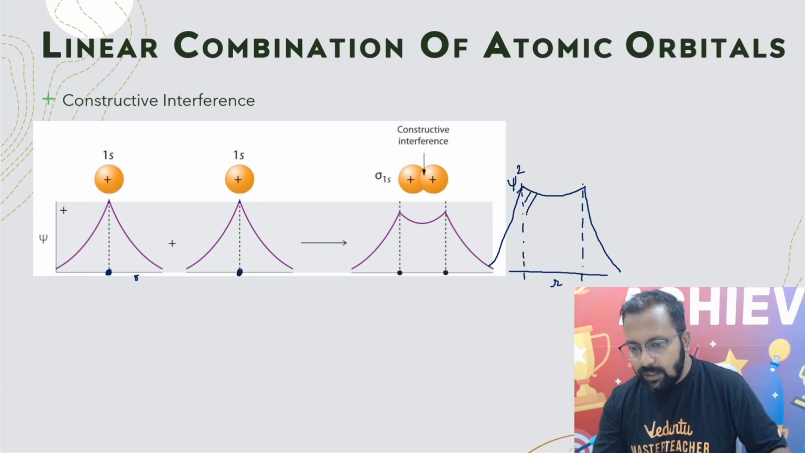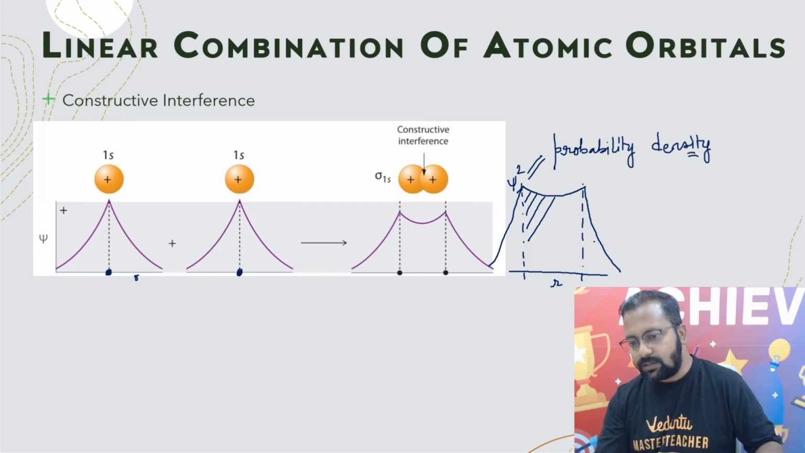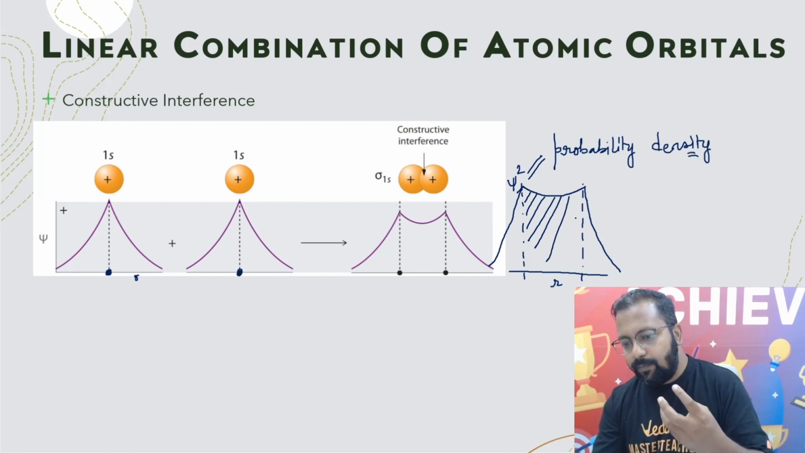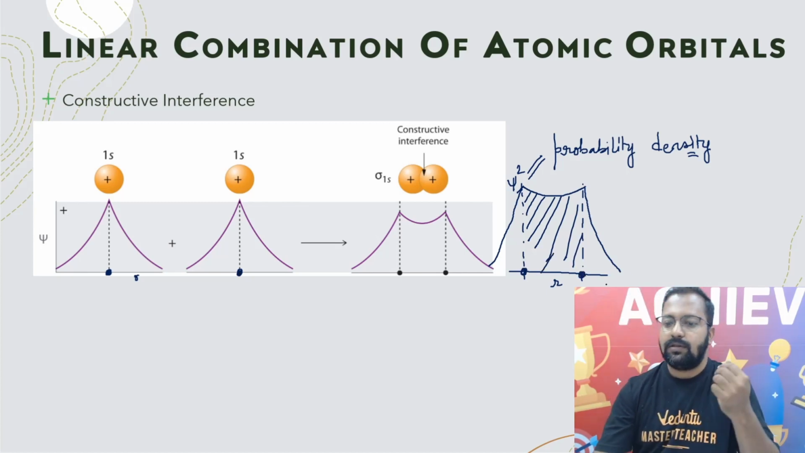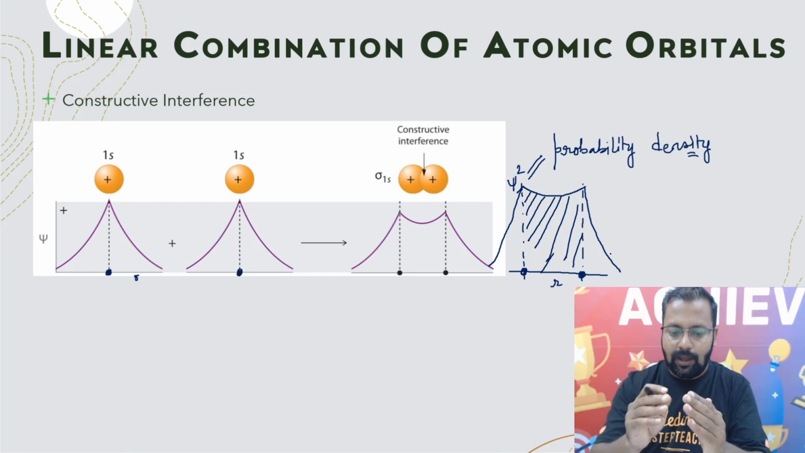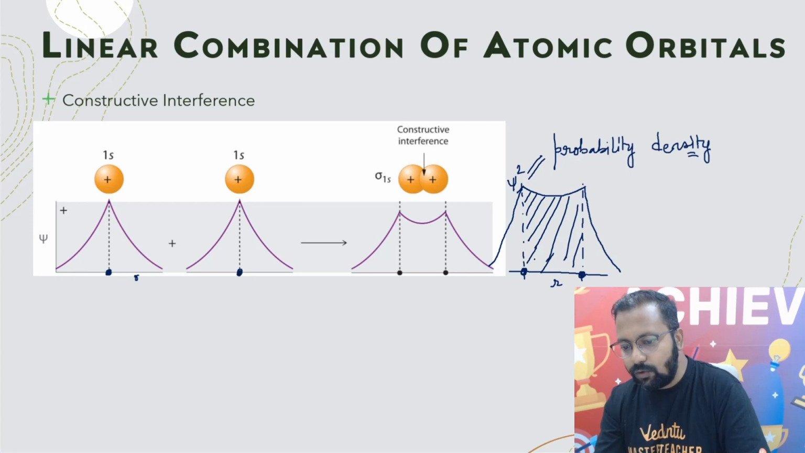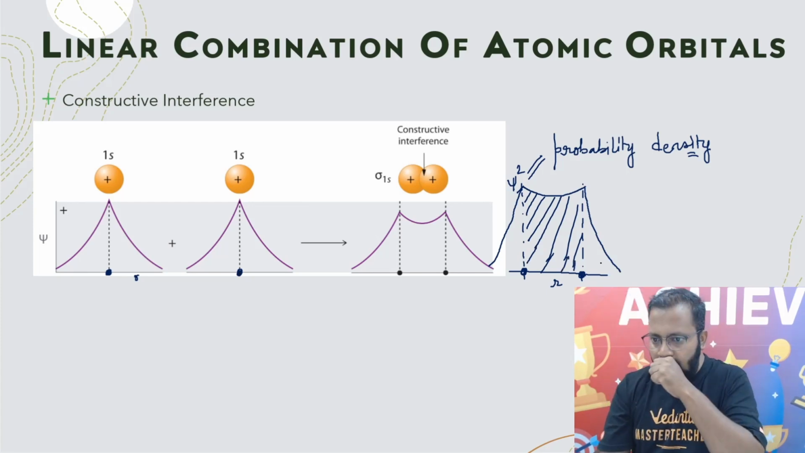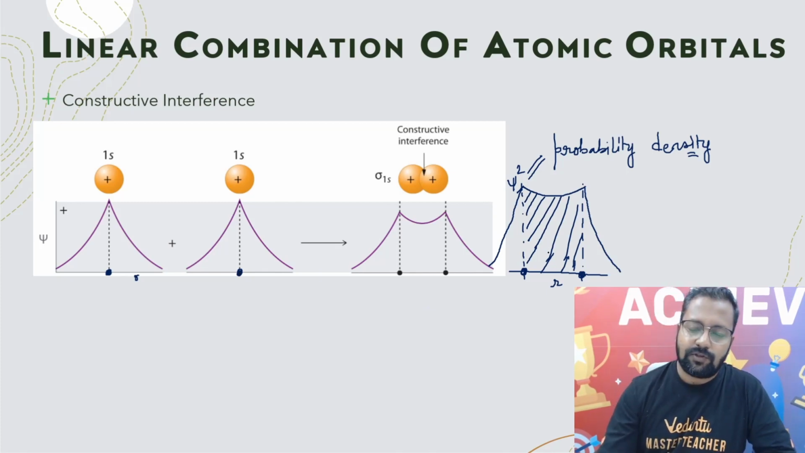It means the probable, and psi square gives what? Probability density, which means the probability of finding electrons between the two nucleus or two nuclei has increased. The density of these probabilities has increased between the two nuclei. Okay, so this is constructive interference. ये constructive interference होता है.